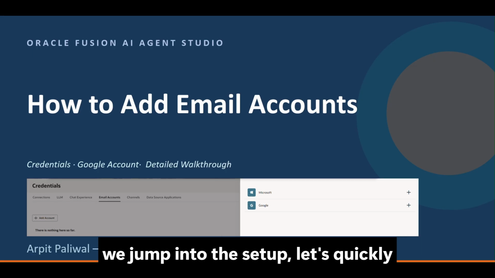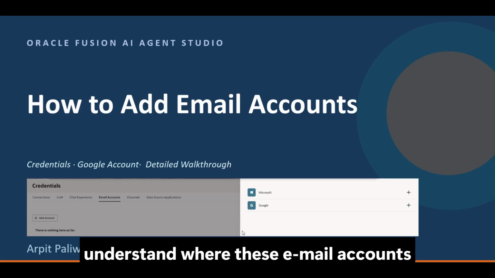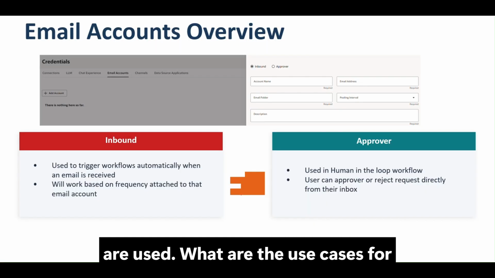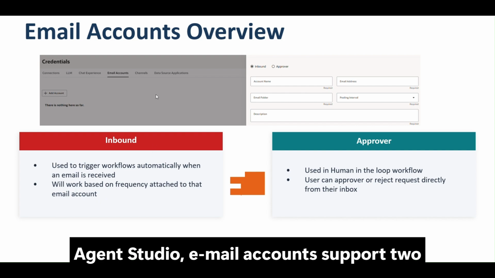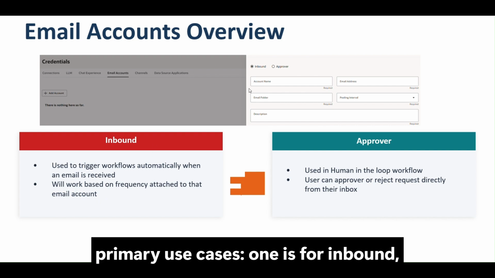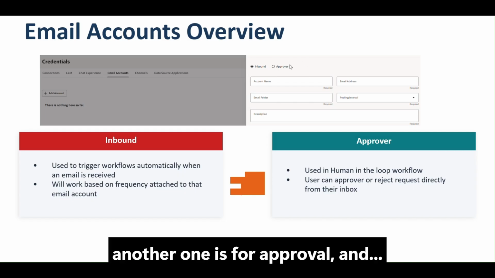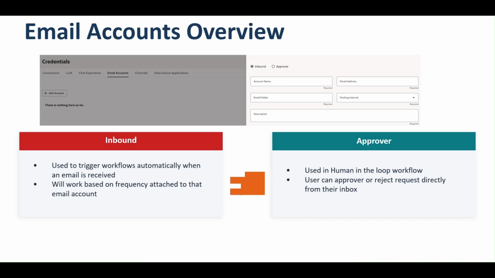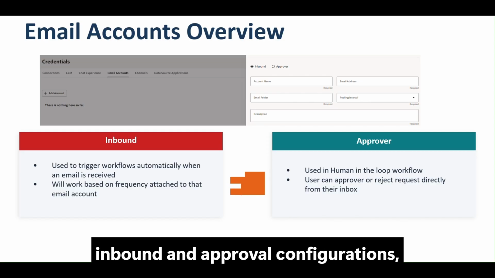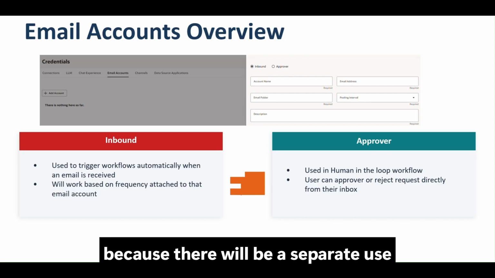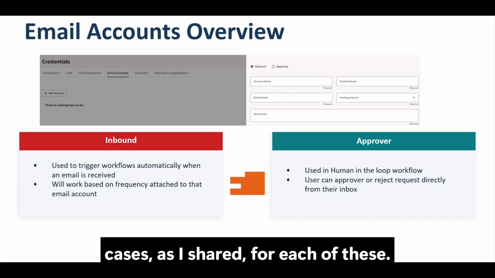Now, before we jump into the setup, let's quickly understand where these email accounts are used. What are the use cases for these? In AI Agent Studio, email accounts support two primary use cases. One is for inbound, another one is for approver. And a quick callout: we cannot use the same email account for both inbound and approver configurations, because there are separate use cases for each of these.